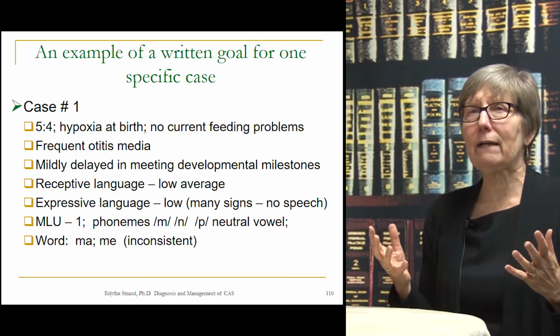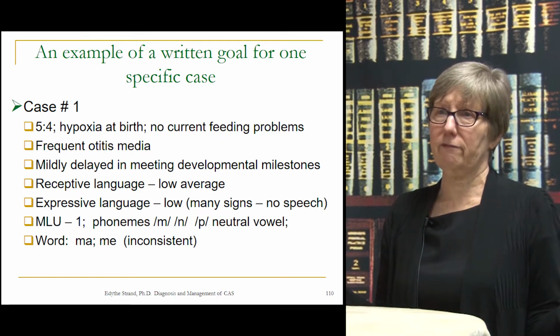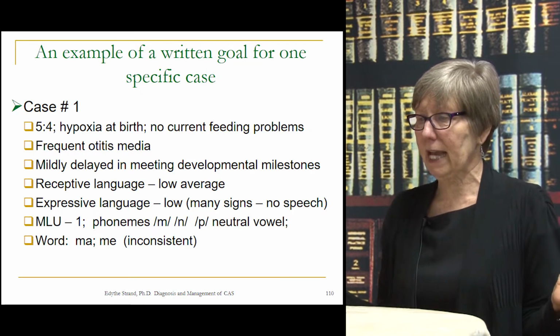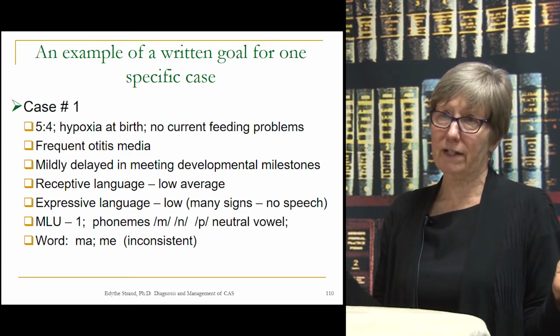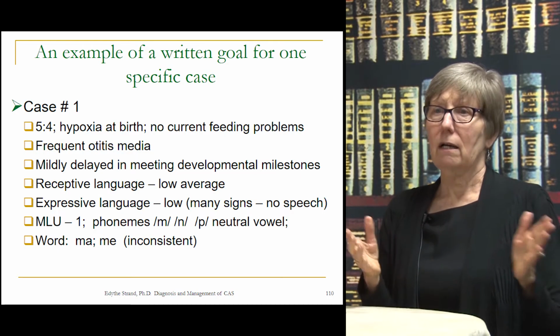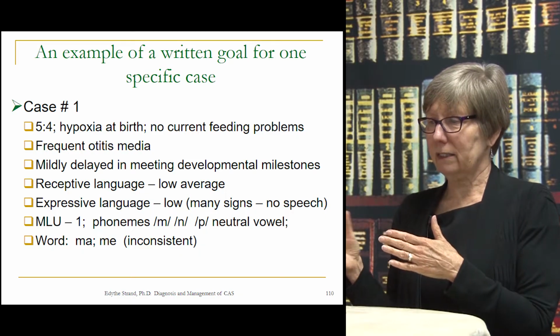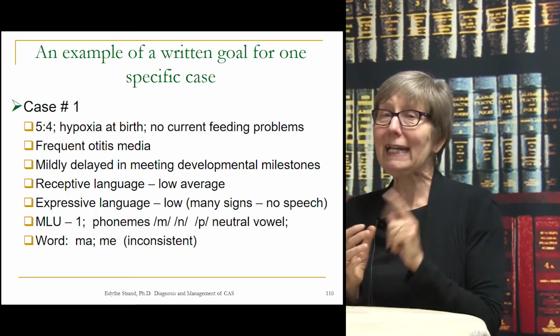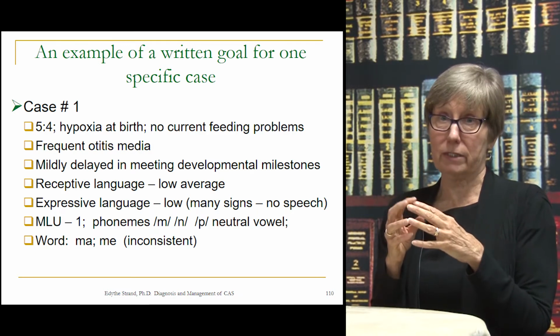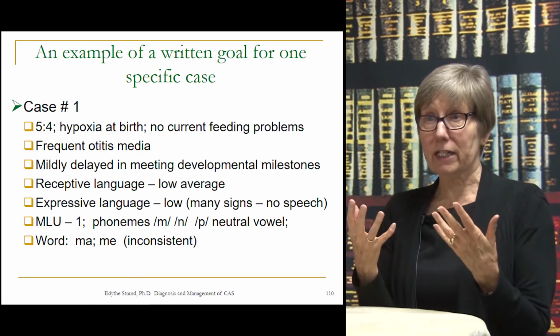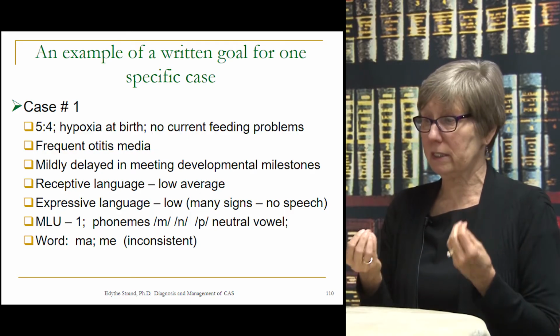Expressive language in terms of speech was very low because he only had ma and me with a vowel distortion. He could do ma, but me had the distorted vowel and it was inconsistent. But he had quite a few signs and he could put signs together into short sentences. And he would initiate communication with these signs.